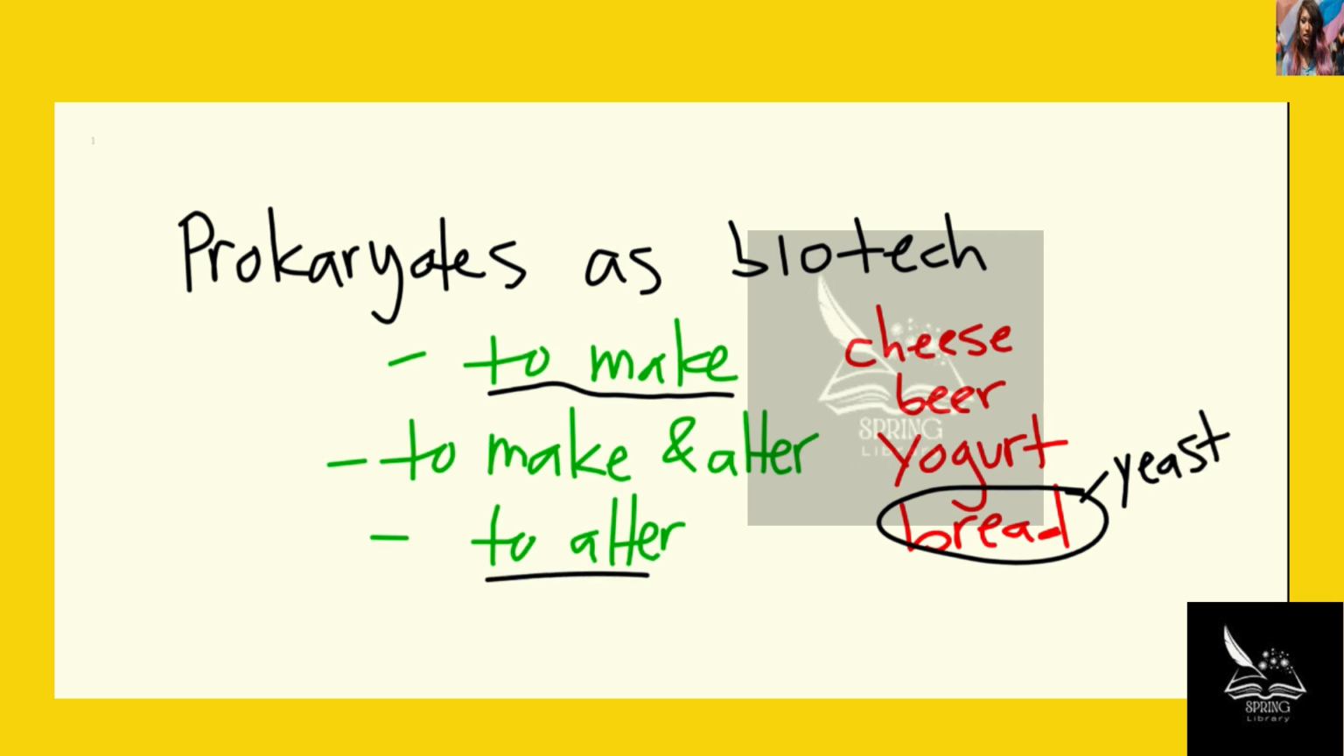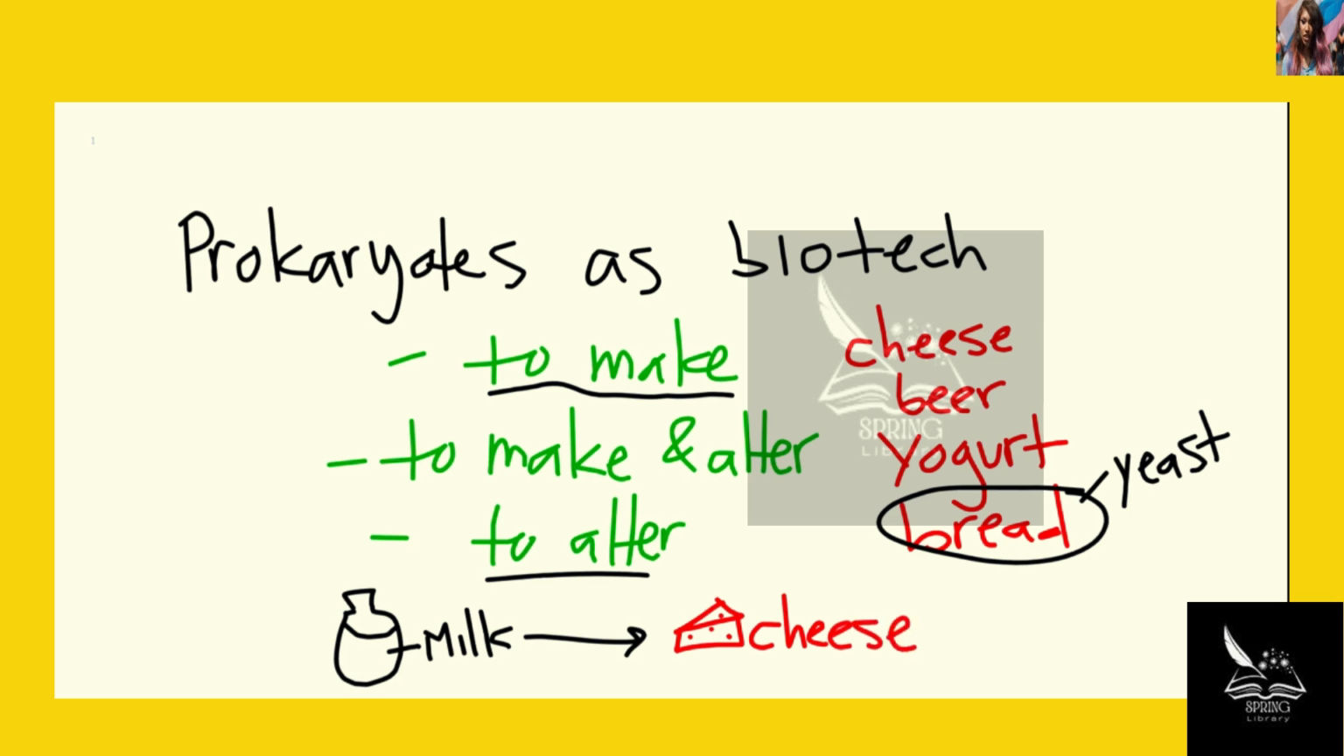And then to alter, that is adding it to something to modify it, right? So if that was a little jug, we might add our prokaryotes to this milk, right? And then what will happen is its form changes and we get cheese. Okay, so the creation of cheese from milk is a form of altering, right?